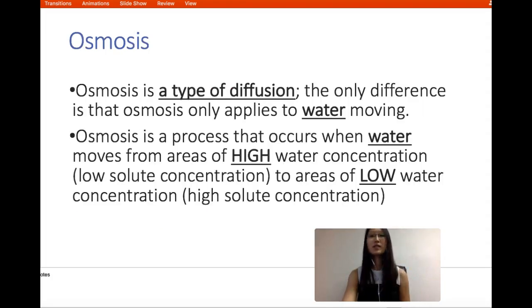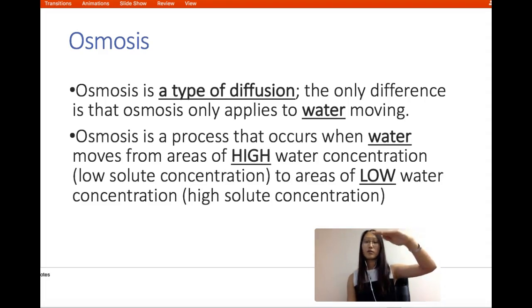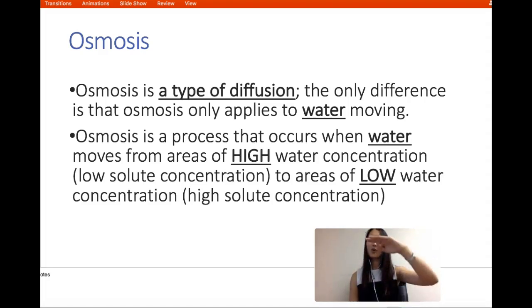Then we have osmosis, which is water going from high water to low water, or low solute to high solute. That's the same idea, right? High water is low solute. Low water is high solute. So when you go, you have to go from high water to low water, or if you go from low solute to high solute.